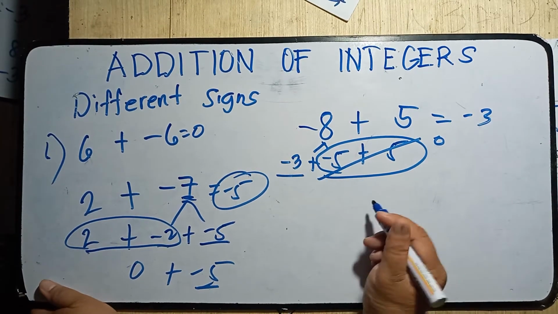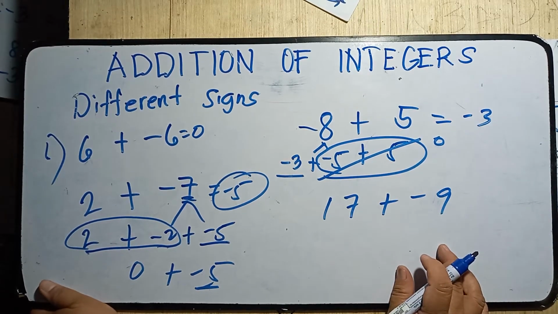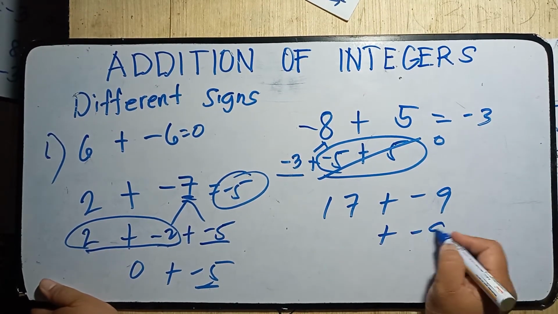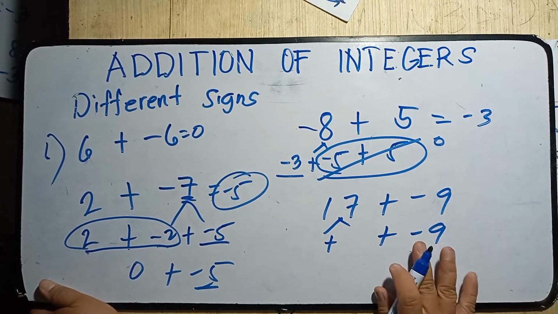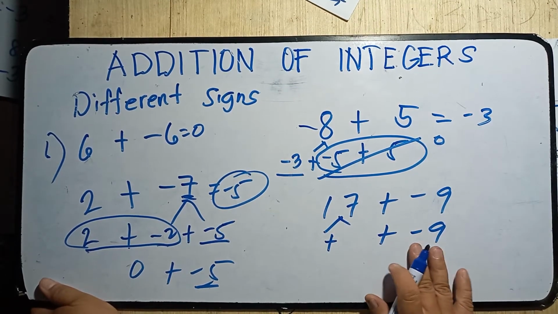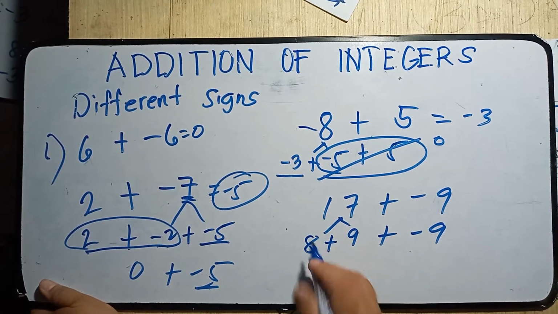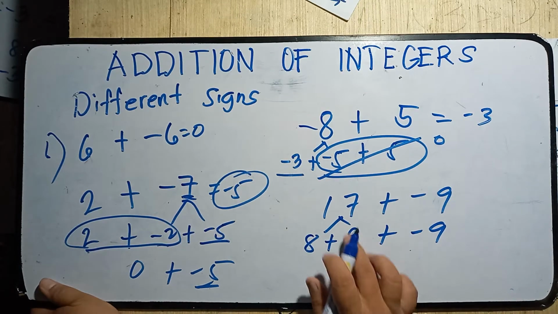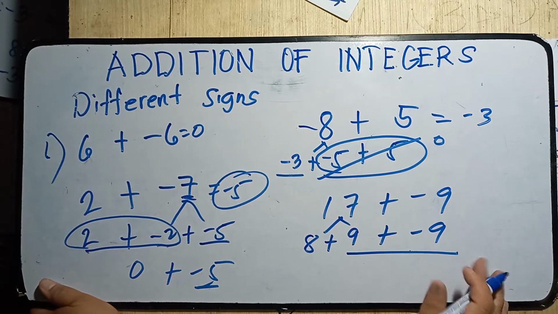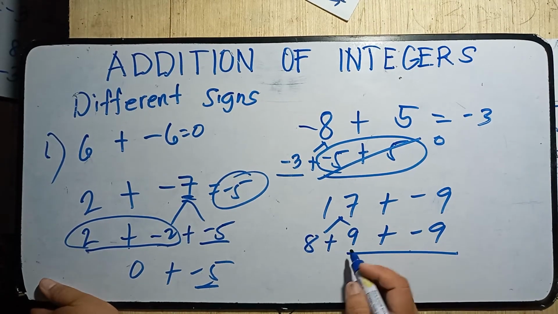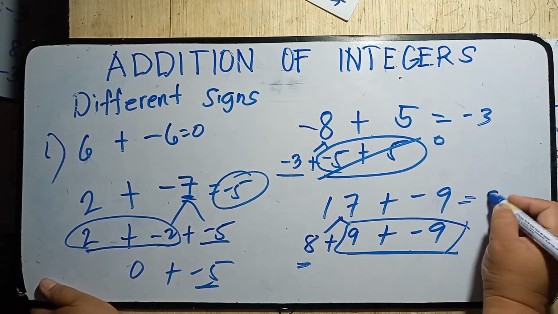Okay, another, we have 17 plus negative 9. Let us split 17 into 2. One addend is the opposite of negative 9, which is 9. What must be added to 9 to get 17? That is 8. To check, 8 plus 9 is 17. Now, let us add these two opposite numbers. So, that is equivalent to 0. So what is left is positive 8.